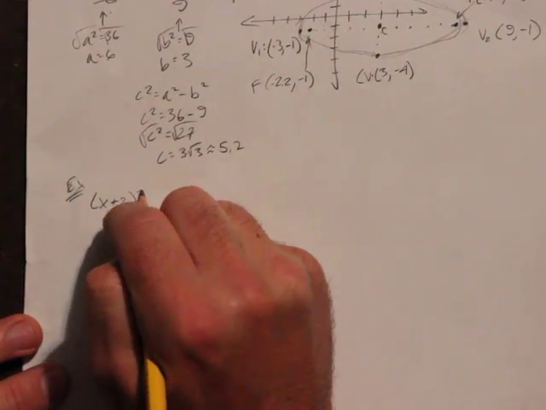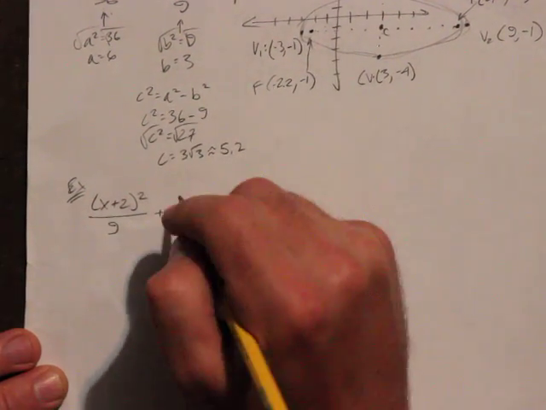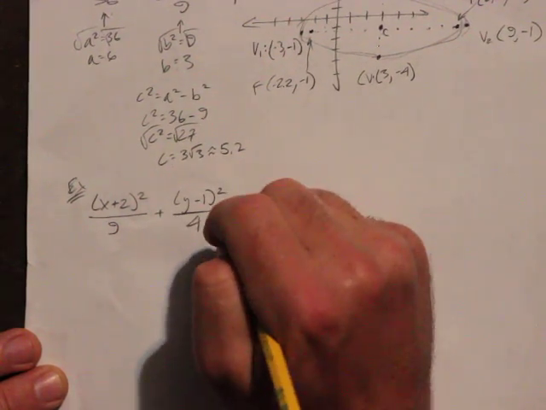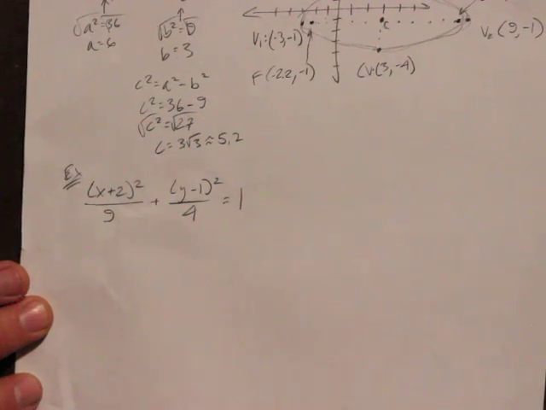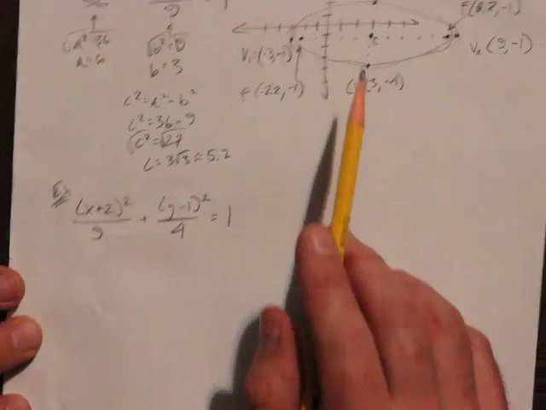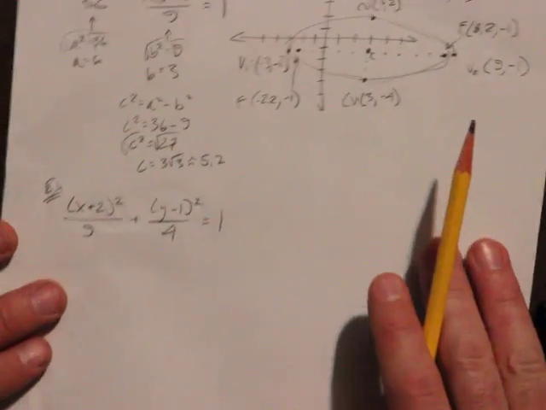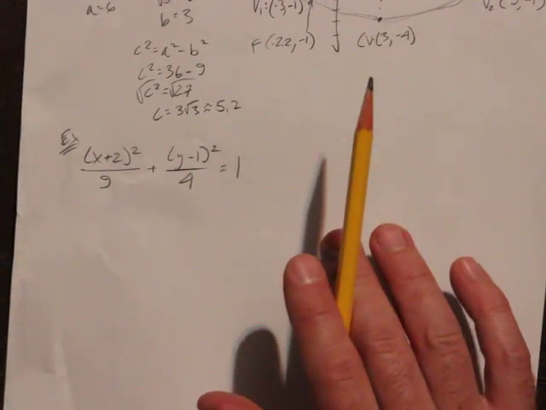(x plus 2) squared over 9 plus (y minus 1) squared over 4 equals 1. So I've got equals 1. I'm looking here, I see that 9 is bigger than 4, so again I have the same situation where my ellipse is going to be flat that way. This is going to be a horizontal orientation.